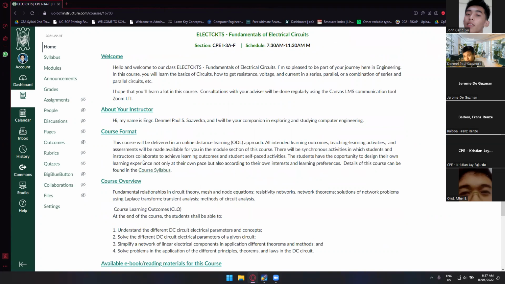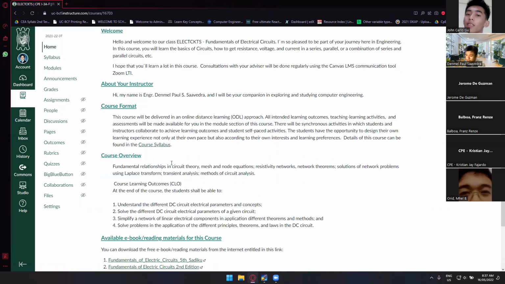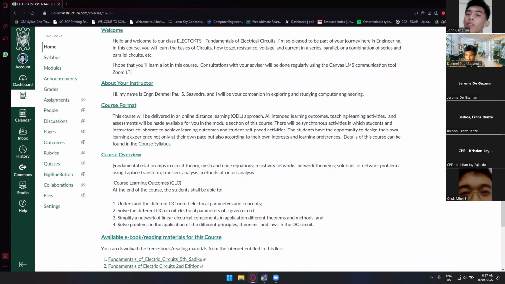And then here is the course format, saying that this course will be delivered in pure ODL, or online distance learning. For the course overview, you will see the course description and the course learning outcomes. Let's start with the course description. Fundamental relationships in circuit theory, mesh and node equations, resistive networks, network theorems, solutions of network problems using Laplace transform, transient analysis, methods of circuit analysis. That's basically the main definition of the fundamentals of electrical circuits.